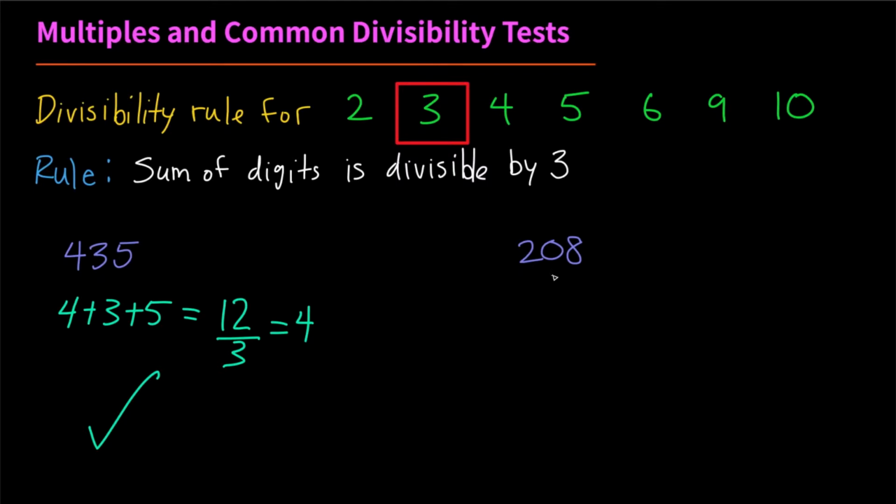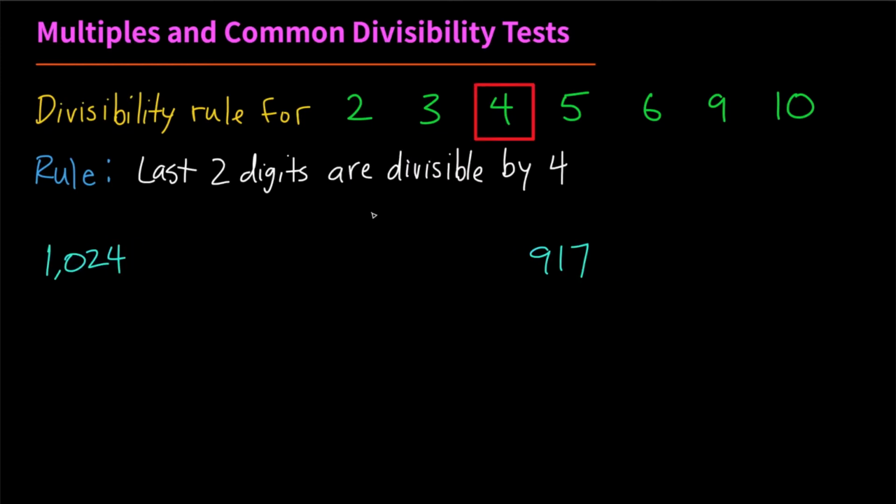Let's check 208. The rule is we add up the digits, and if that sum is divisible by 3, then this is a good number. We have 2 plus 0 plus 8. If we add those together, we get 10. 10 is not divisible evenly by 3. That means 208 is not a multiple of 3. We can't divide 208 evenly without getting a remainder.